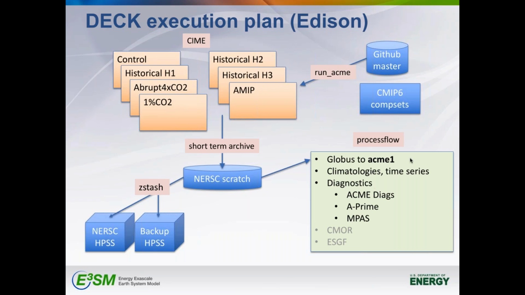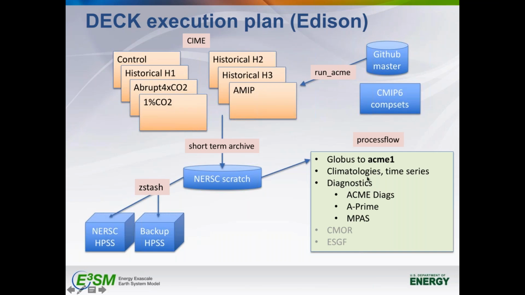That tool automatically transfers data to Acme1, which is the machine we will be using for post-processing and storing a large portion of the output. It generates climatology and time series, as well as calls various diagnostic packages: A-prime, ACME diags, and PCMDI analysis. And then further on from that data, the plan would also be to run CMOR and then publish to ESGF. This in black here is basically working today. The CMOR and the ESGF phases are still under development, but they can happen later on.